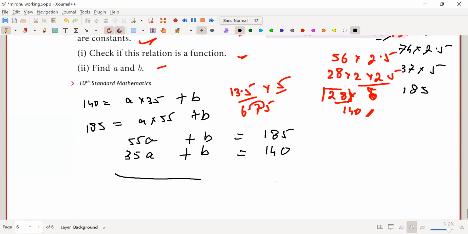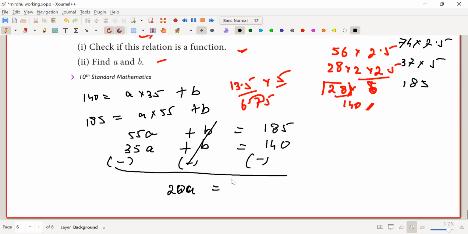If I subtract these, this is known as the elimination method. Subtract this, minus minus, and b minus b gets cancelled. Here it is 55 minus 35, that is 20a, equal to 45. So a equals 45 by 20. That is 4.5 by 2, that is 2.25.